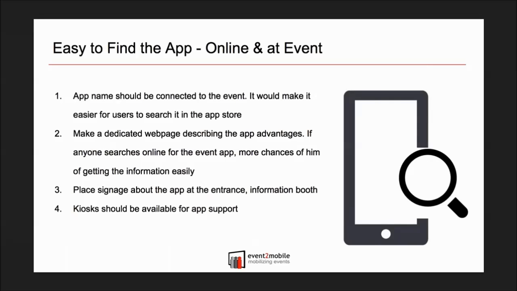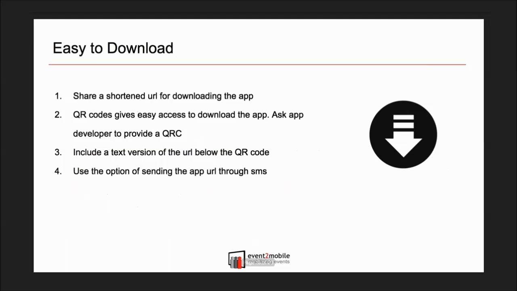So we already touched upon making the app easy to find online and at the event. And it should be easy to download: shortened URLs and QR codes give easy access. Include a text version of the URL below the QR code so they can easily find it.